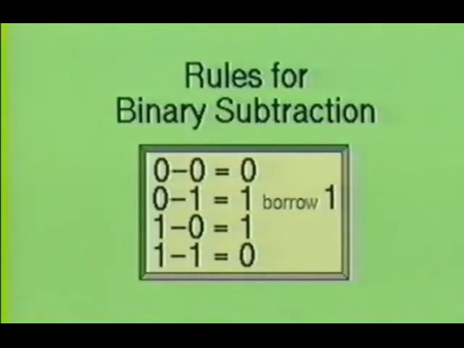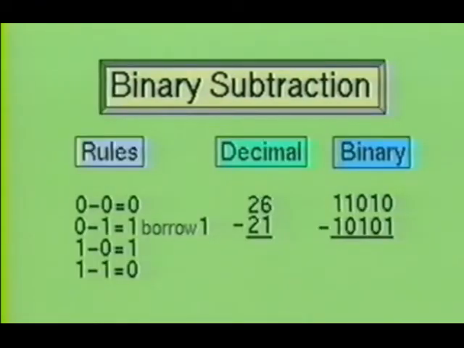There are also 4 simple rules for binary subtraction. They are 0 minus 0 equals 0, 0 minus 1 equals 1, borrow 1, 1 minus 0 equals 1, and 1 minus 1 equals 0. In our example, we have shown the decimal equivalent and the binary problem. Remember, we begin with the least significant bit and work toward the left and the MSB.